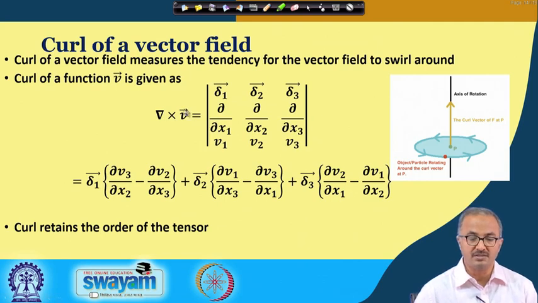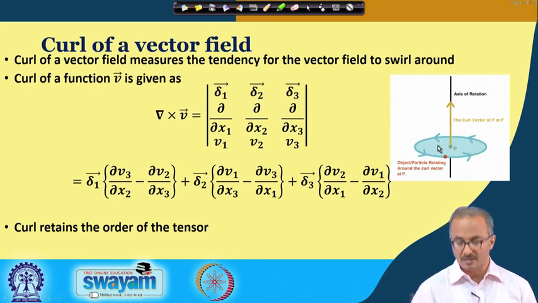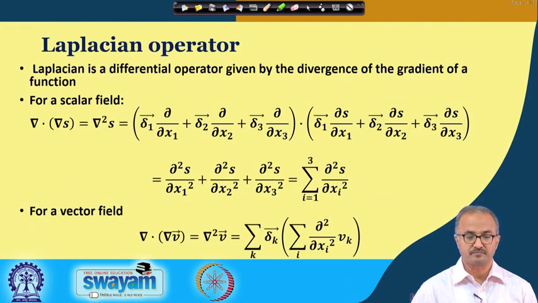Now curl is defined like this, nabla cross V, and this is the way we put it in matrix form. You can see if we expand it, it will come like this. In the curl we retain the order of the tensor, it is a third order tensor. Here we have shown the interpretation of curl: if there is a rotation, this rotational thing is given by the curl of the velocity.